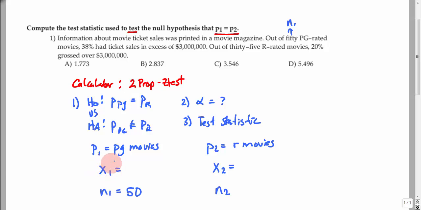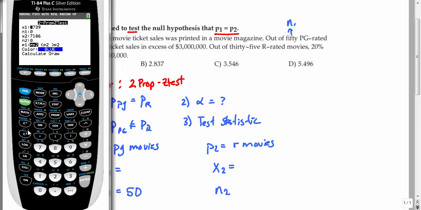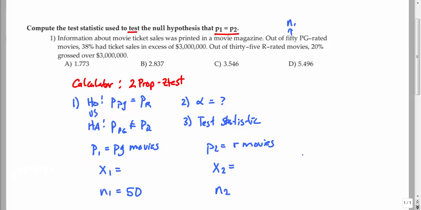X is my count. So in order to find x1 here, I need to take 0.38 times 50. So let's open up our calculator and take 0.38 times 50. Again, the 38% was given, and the 50 is my total for that portion. So this is 19. So 19 is my value for x1, and that's equal to 0.38 times 50.